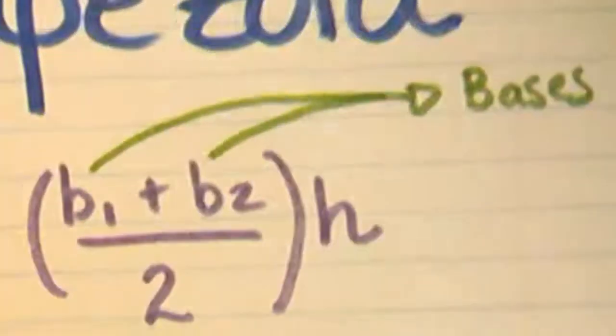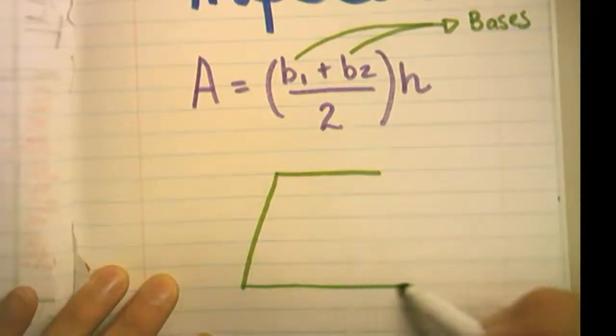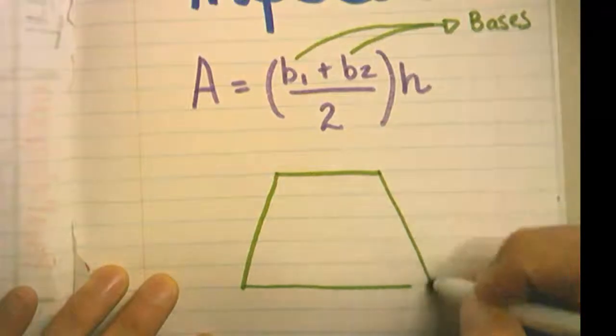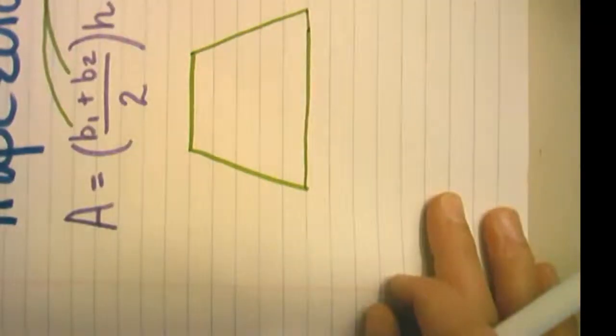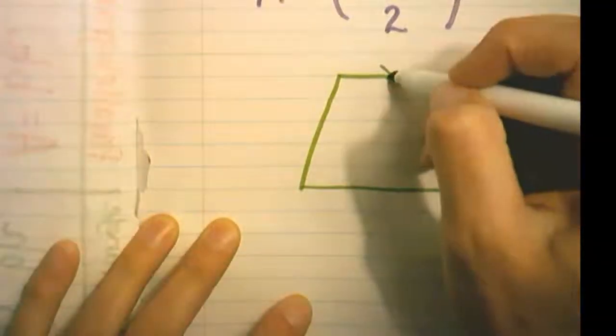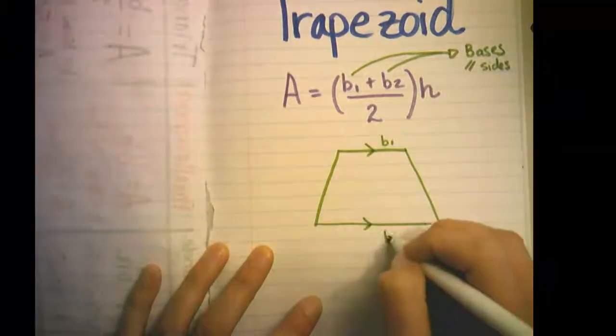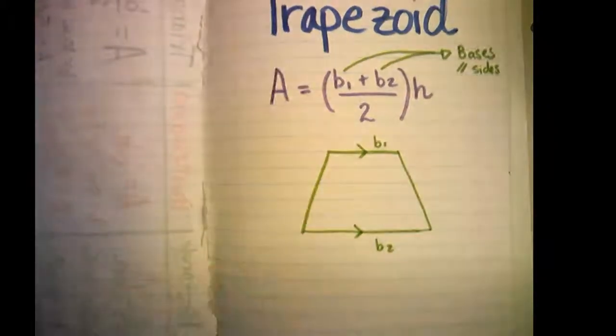How do you know what the bases are in a trapezoid? The top and the bottom? Yeah. But what if it's turned like this? You can't say it's the top and the bottom anymore. It's the parallel sides. Good job. So the bases are always the parallel sides, and it doesn't matter which one you call base 1 and which one you call base 2 at all.